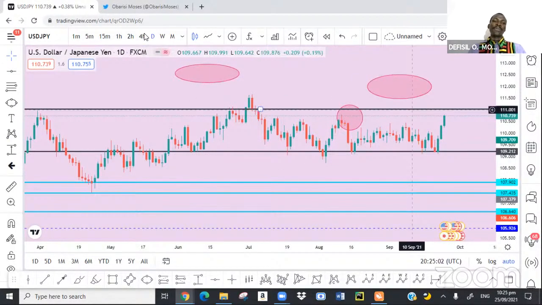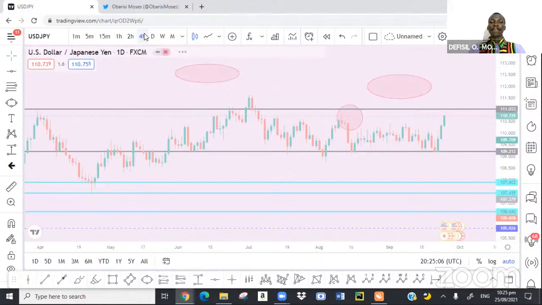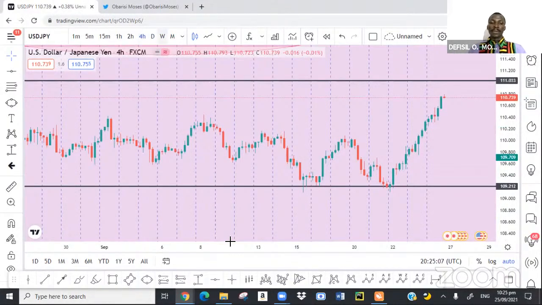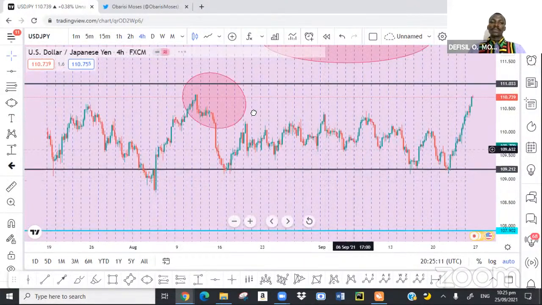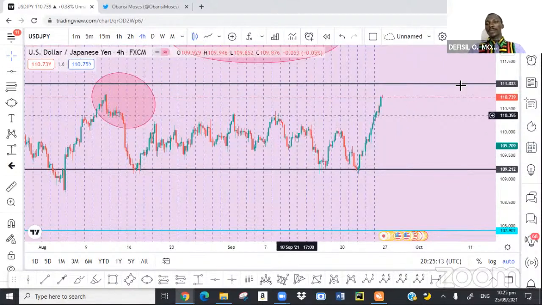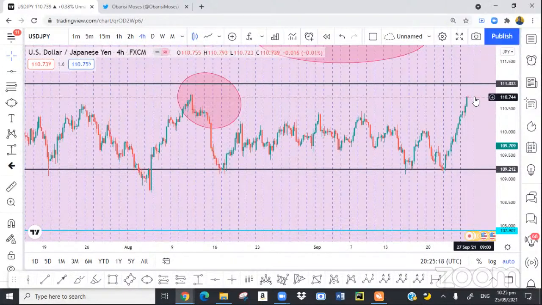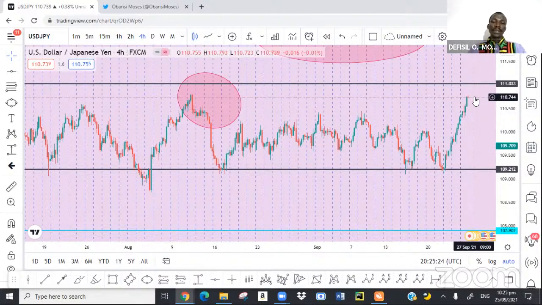Then let's look at the 4 hour. Can you see what I'm talking about? Yeah. Okay, so the same thing is still there. So that's all for USD JPY. Let me move to another pair or another market.